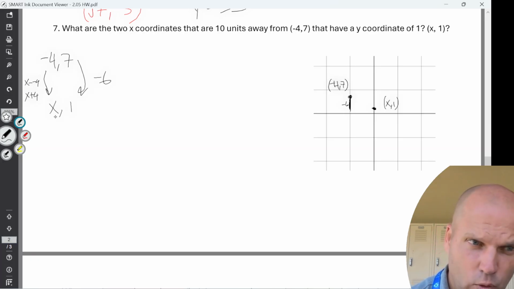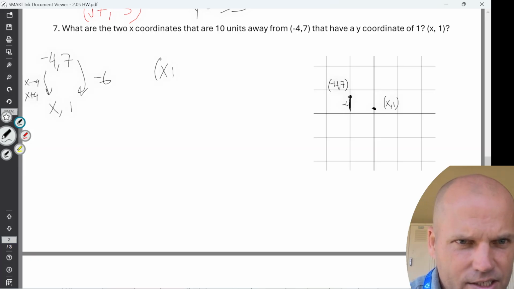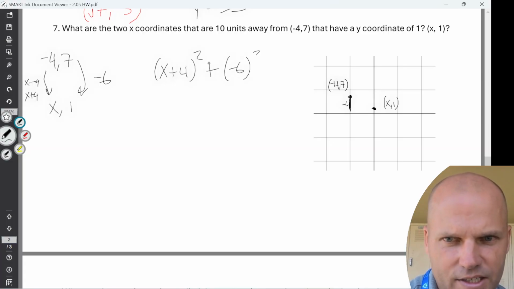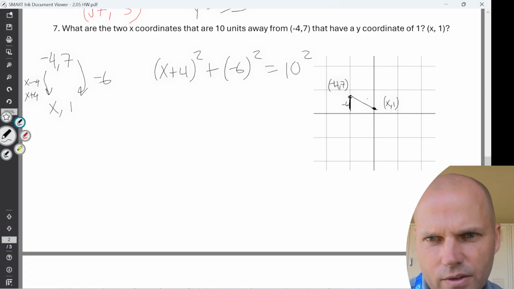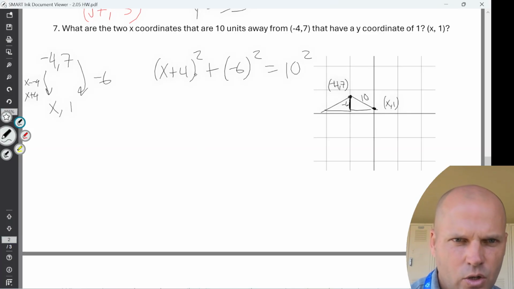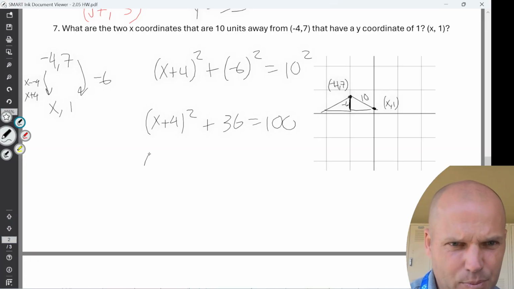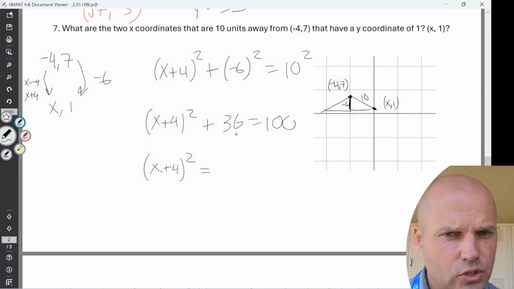That's like how we can get from -4 to x. Add 4 and add x. Well, you can say that this x distance squared plus this y distance squared has to equal the hypotenuse squared. This has to be 10. We realize that we could go in both directions, or when we solve this equation, we will end up with solutions in both directions. I get (x plus 4) squared plus 36 equals 100.